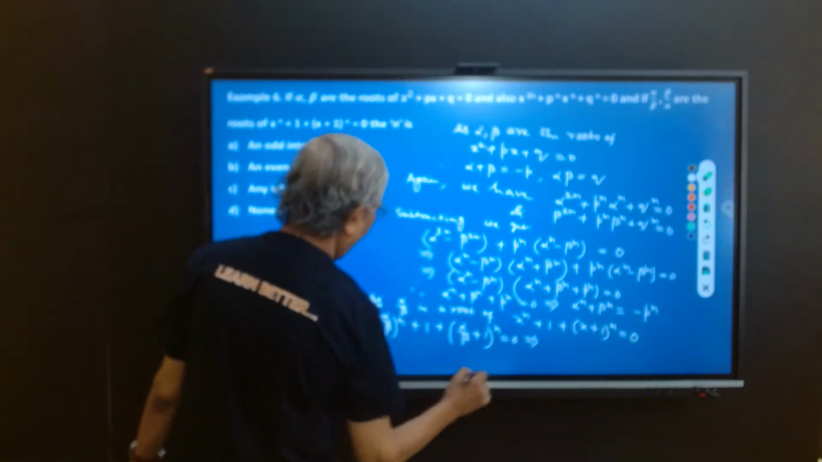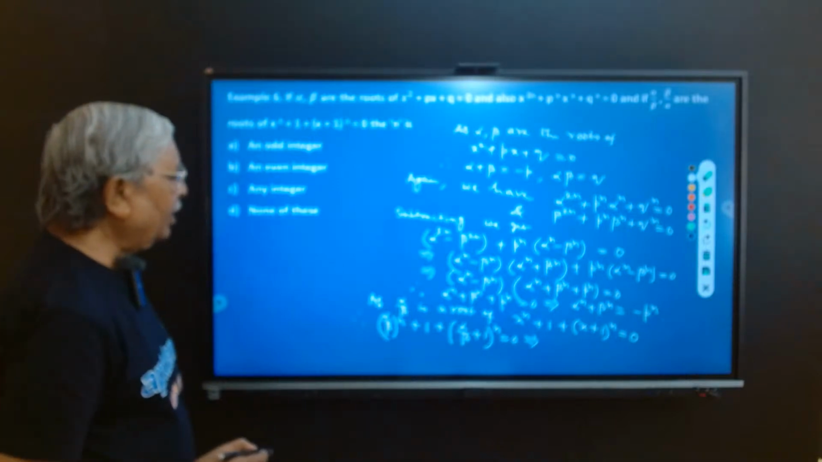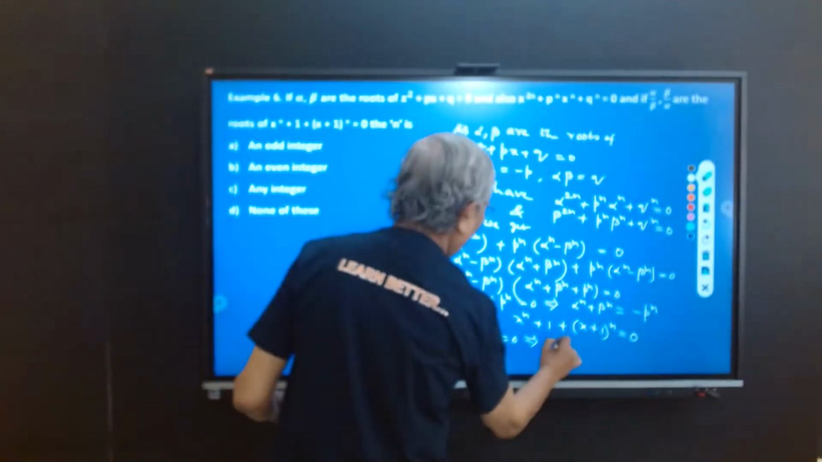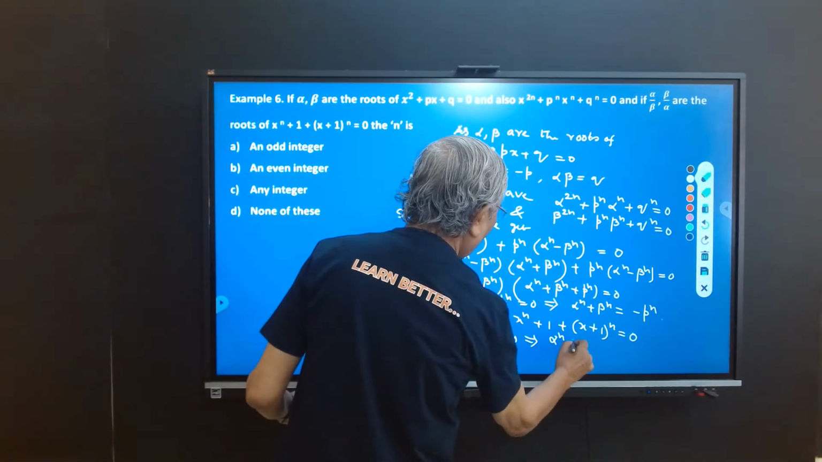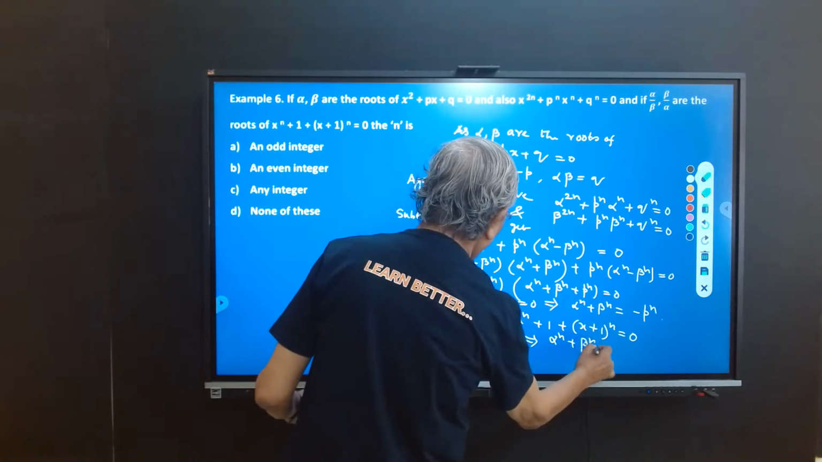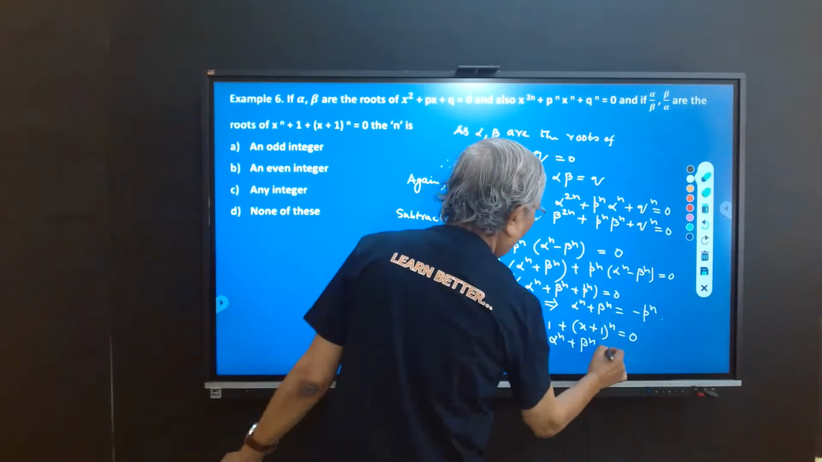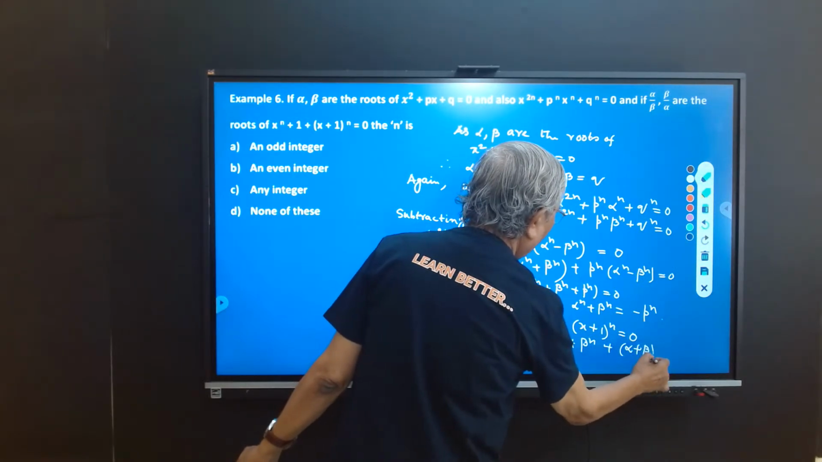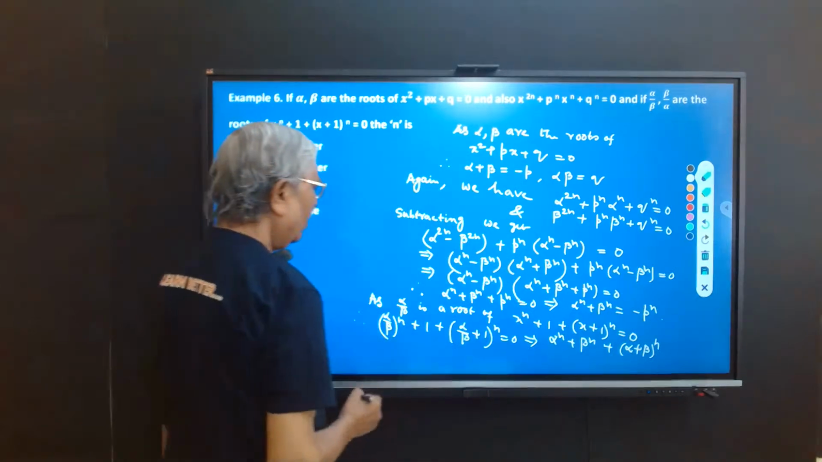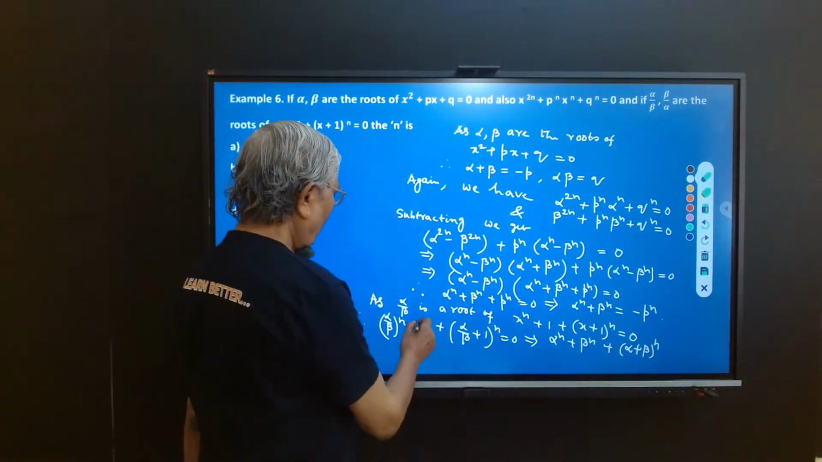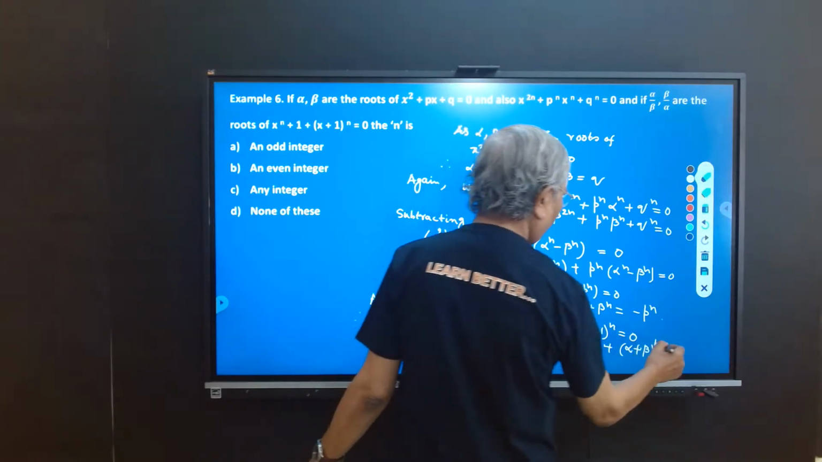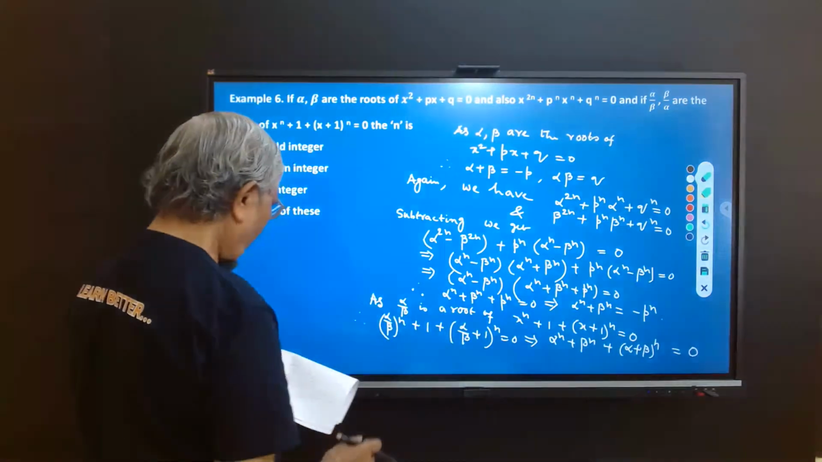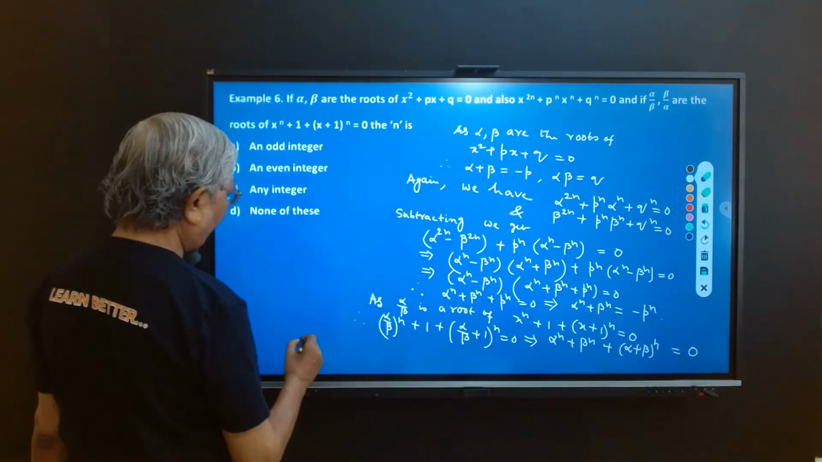So this will imply, after multiplication by beta to the power n, you can write this as alpha to the power n plus beta to the power n plus alpha plus beta whole to the power n equals 0. Now put this value, what do you get?